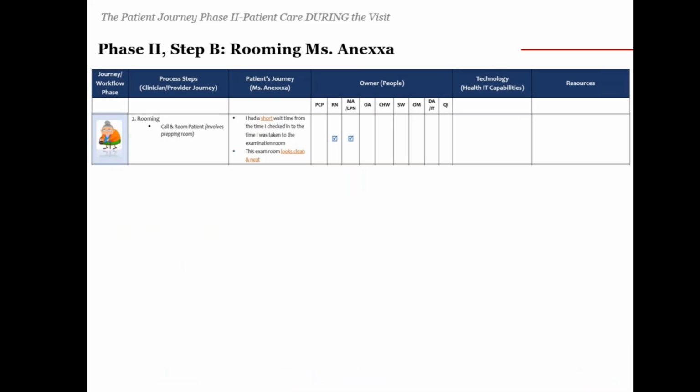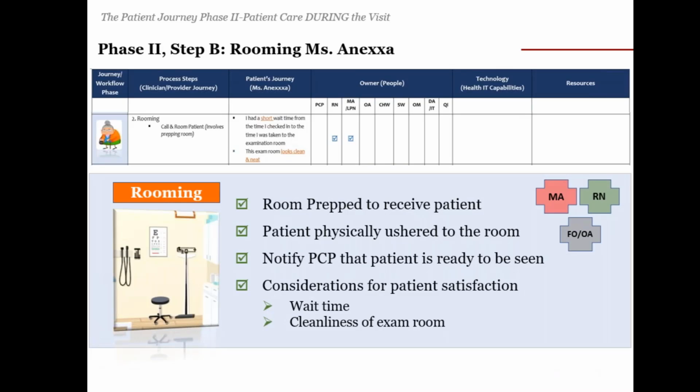Okay, so step 2, rooming the patient. So room is prepped to receive the patient. Patient physically is ushered into the room. Notify the PCP when the patient is ready. Considerations here for patient satisfaction is that the wait time, patient's not waiting out there for too long. And then the exam room is clean.